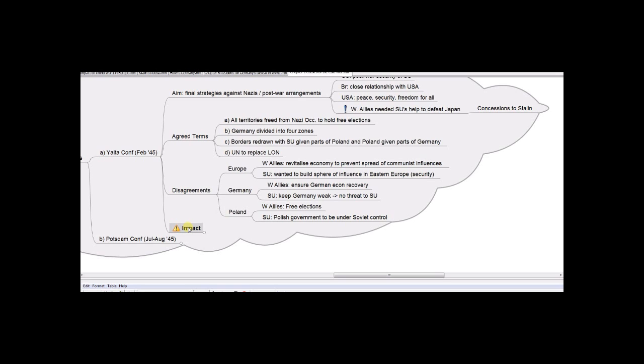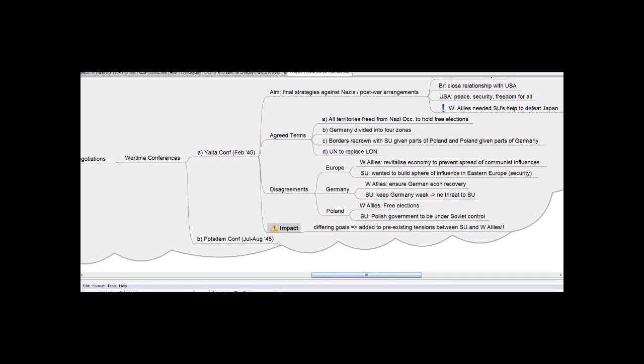So all these disagreements basically had a great impact on the relationship between the two superpowers. Essentially, these differing goals that we've looked at over here added to pre-existing tensions. Remember, during the course of the war, because of, for example, the perceived delay of the Second Front and the signing of the Nazi-Soviet pact, these created tensions. But the fact that the two superpowers could not agree to certain post-war arrangements basically added to the pre-existing tensions between both the Soviet Union and the Western Allies. So again, increasing tensions contributed to the eventual outbreak of the Cold War.